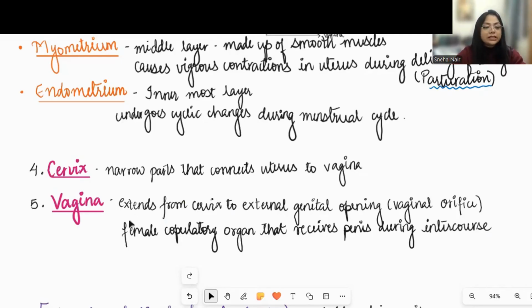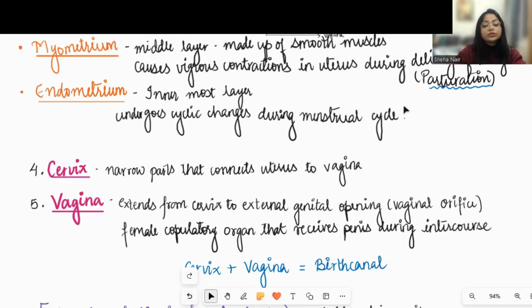The vagina extends from the cervix to the external genital orifice. So what is the external genital orifice? The opening of the female reproductive system. The external opening of the female reproductive system is called the vaginal orifice, and it receives the penis during intercourse. So the cervix and the vagina together form the birth canal. I hope this much part is clear to you.